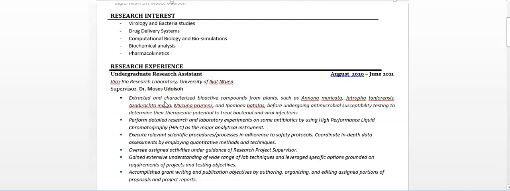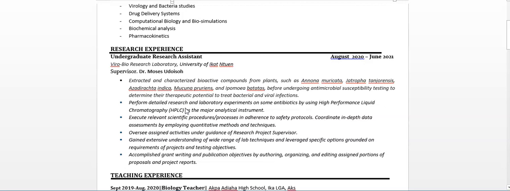appendage. Now, also, you need to tell us some of the things you achieved during that time in your CV. What are the things you were able to do? Write them in past action verbs. If you look at this carefully, you see words like I extracted, performed, executed, gained, accomplished. These are action verbs that you use in narrating your achievements in your research experience.